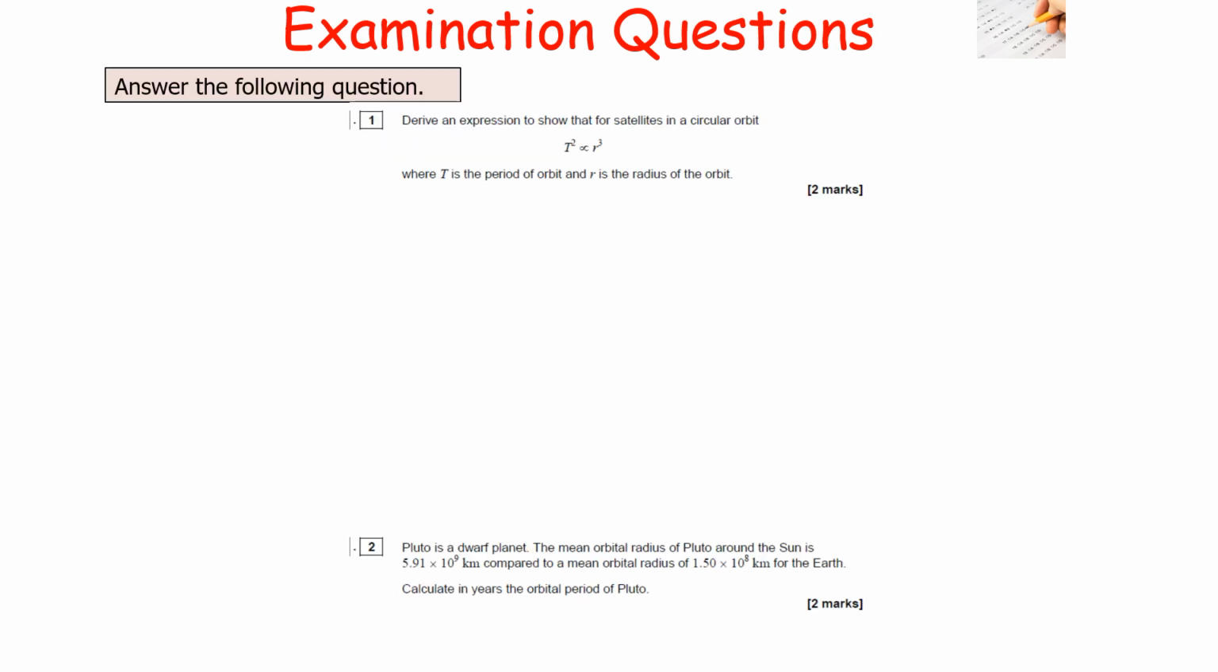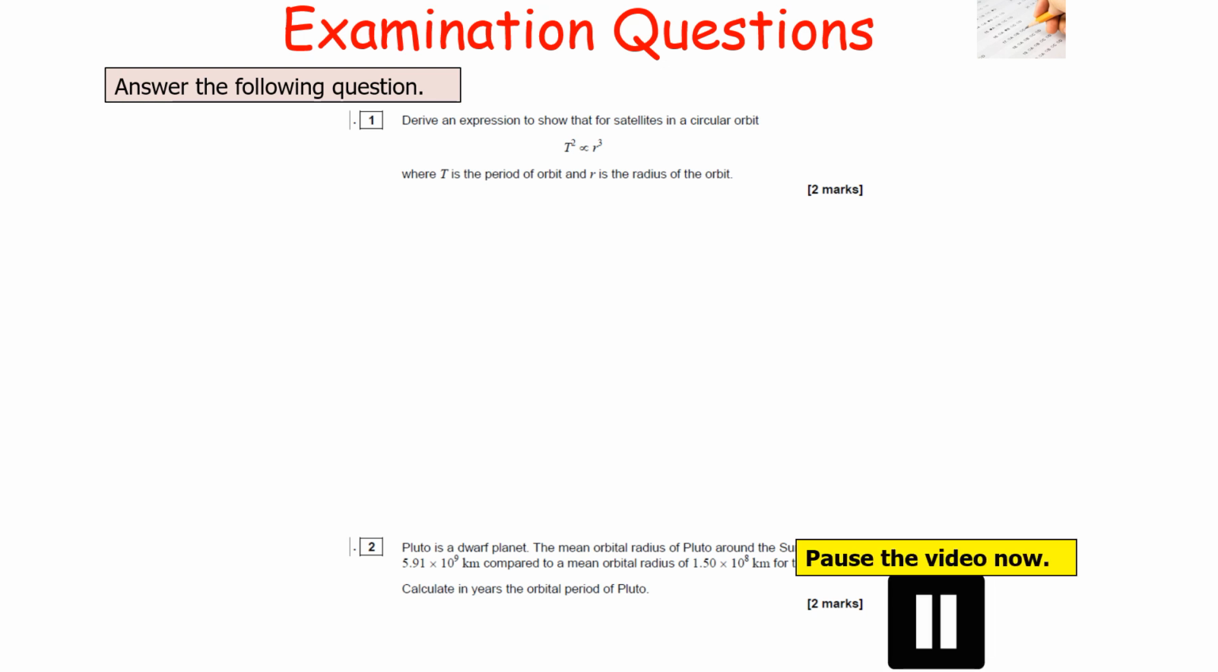The next question says, derive an expression to show that for satellites in a circular orbit, T squared is directly proportional to r cubed. Then, Pluto is a dwarf planet. The mean orbital radius of Pluto around the Sun is 5.91 times 10 to the 9 kilometers, compared to a mean orbital radius of 1.50 times 10 to the 8 kilometers for the Earth. Calculate in years the orbital period of Pluto. So pause the video now, then unpause the video when you want to go through your answer.